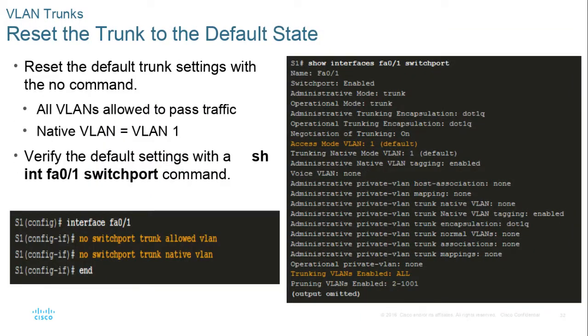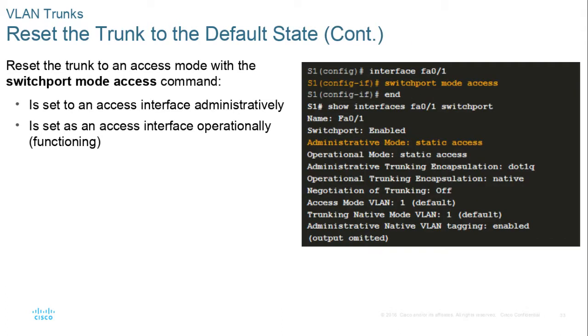Now let's reset the trunk to the default state. We want all VLANs to be allowed to pass traffic, and we want the native VLAN to be VLAN number 1. So we're going to say no switchport trunk allowed vlan, no switchport trunk native vlan. If we previously defined only certain VLANs are allowed, this removes it. If we previously changed the native VLAN from, say, the default 1 to 99, it will put it back. Normally, all IOS commands can be reversed by repeating the command and putting the no in front of them. And that'll put it back to the native state.